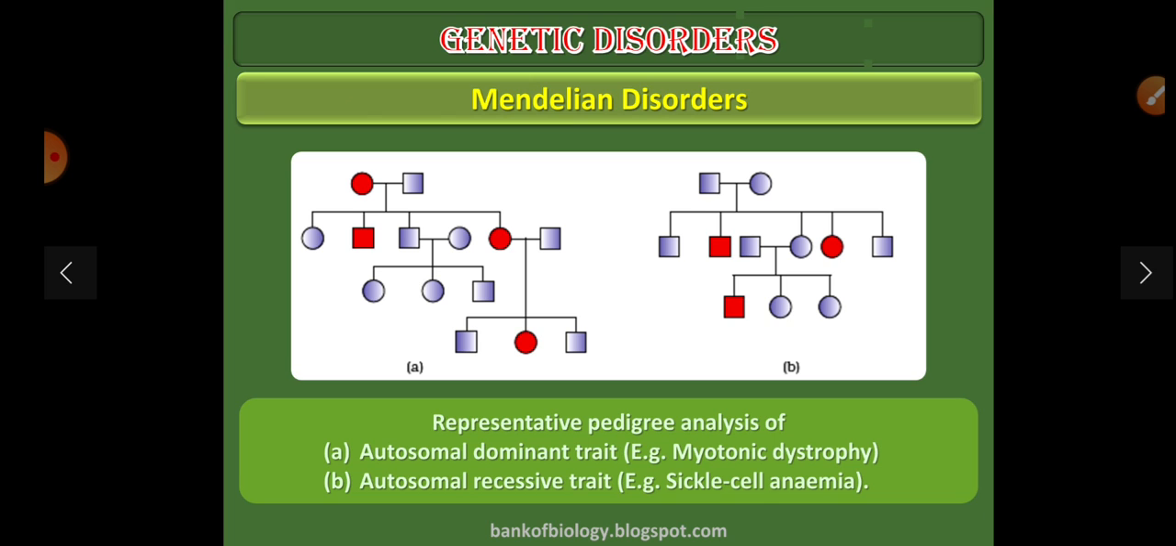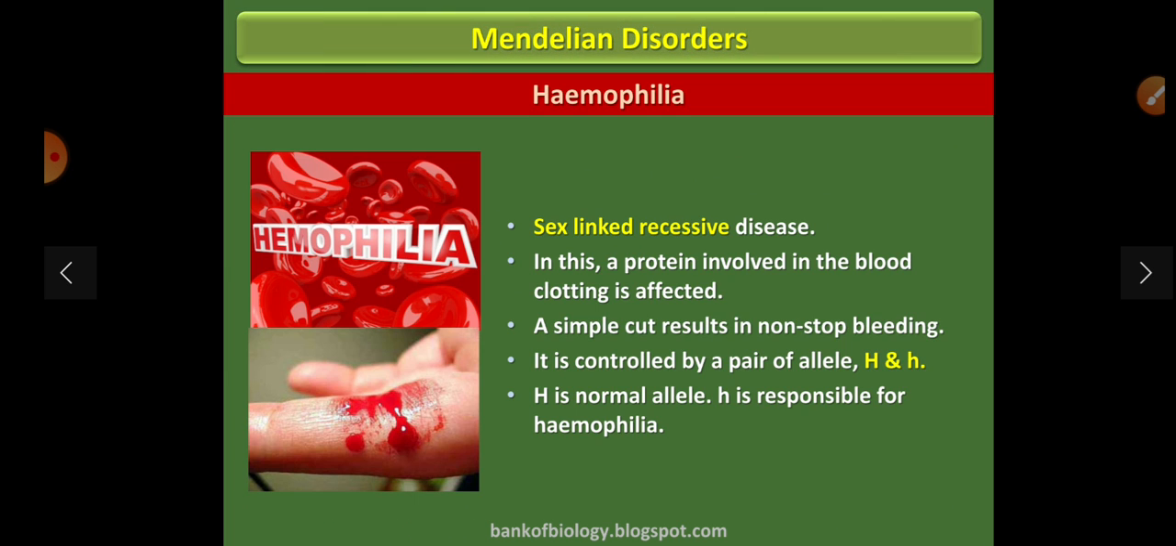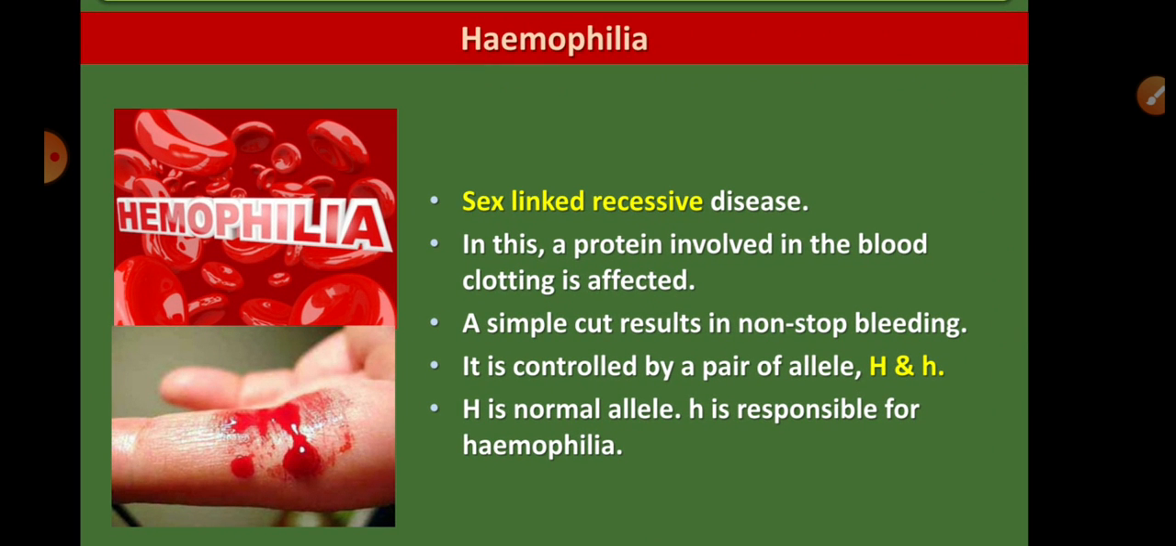This is the pedigree analysis, where A shows the autosomal dominant trait and B shows the autosomal recessive trait. As an example, we can simply take sickle cell anemia. First, hemophilia, a sex-linked recessive disease. In this, a protein involved in blood clotting is affected. A simple cut results in non-stop bleeding.